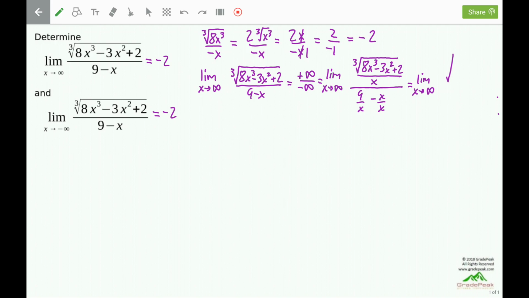In the numerator, the cube root can extend over the x, by writing it as x cubed, because the cube root of x cubed is x. In the denominator, the first term does not have any x's to cancel, and it will remain as 9 over x. In the second term, the x's can cancel, and it will become minus 1.